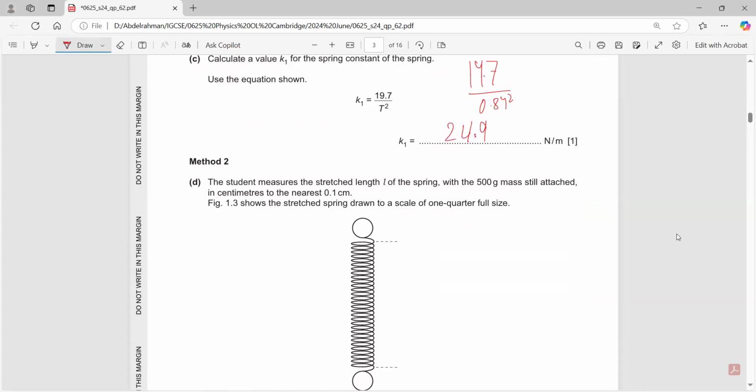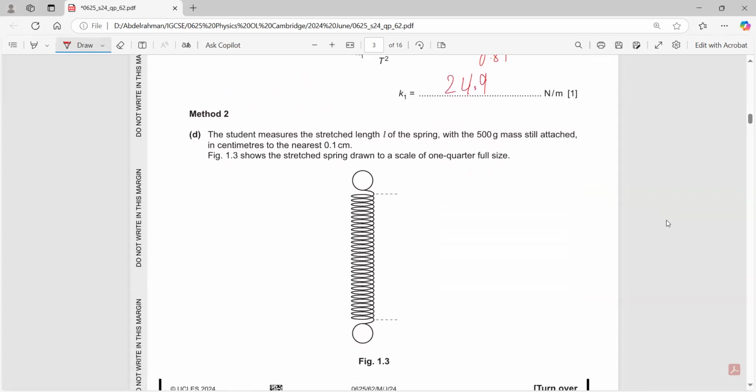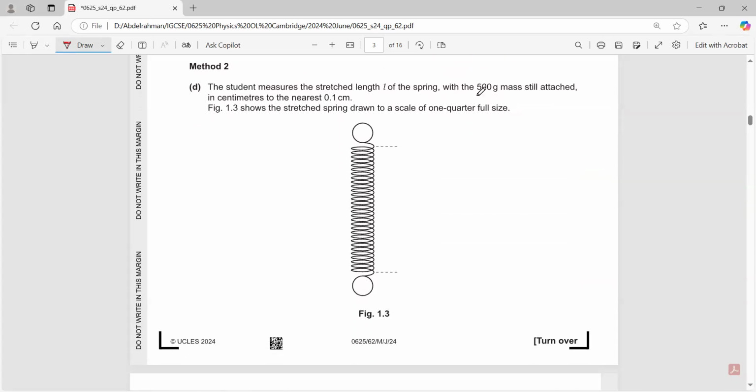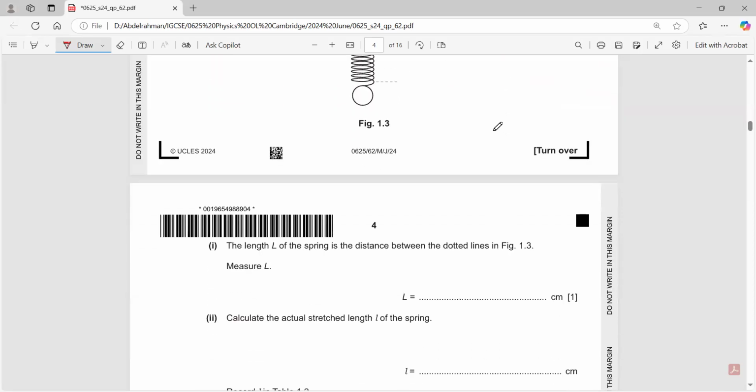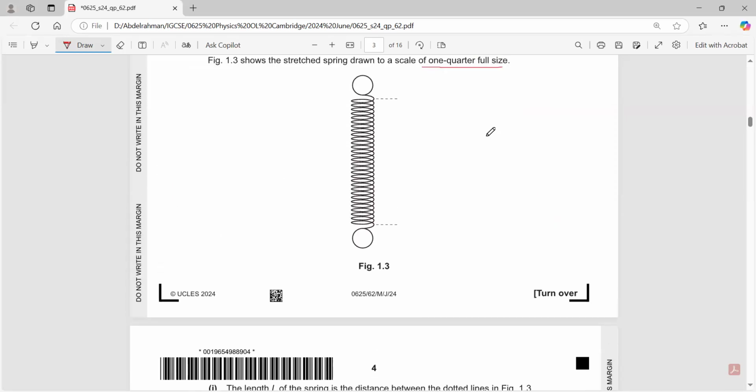Okay, not bad. The student measures the stretched length with 500 grams. This is the full size. Actually, this is 1/4 full size. So this is the spring. Can I measure length L using the ruler? Yes, I can measure the length L using the ruler to measure this distance.